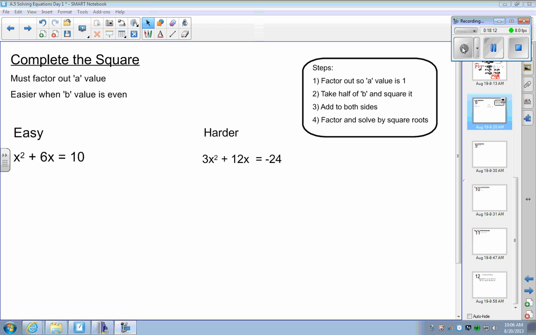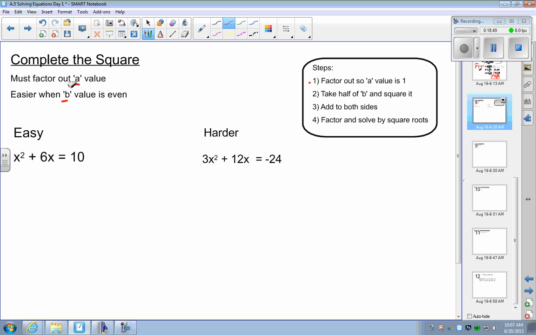Our next example is going to be completing the square. The more you do this, you'll find it's actually quicker than you guys are used to, and it's really helpful because it puts you right into the square root method. A few suggestions with it though. You have to factor out the a value, and it's obviously a whole lot easier when the b value is even. Your steps, again, are over here. Like I said, factor out the a, take half of b and square it, add it to both sides so you're not breaking any math laws, and then factor and solve by square roots.